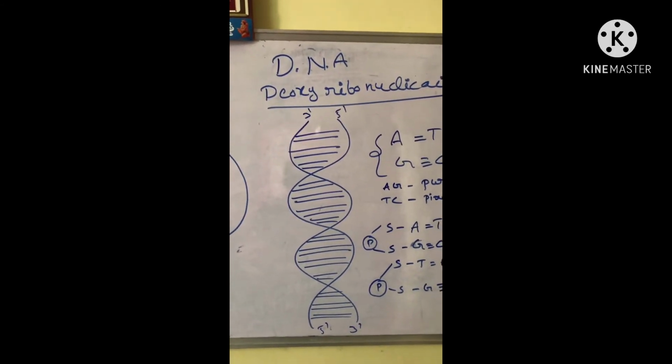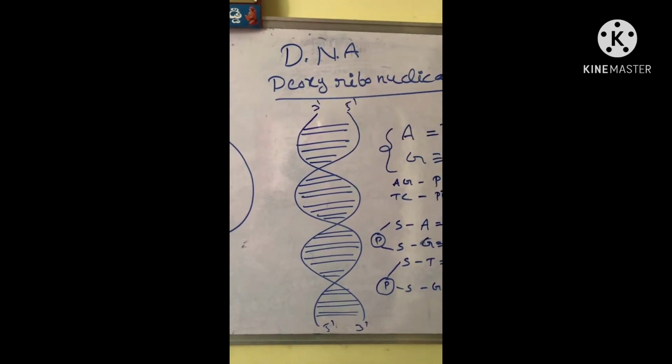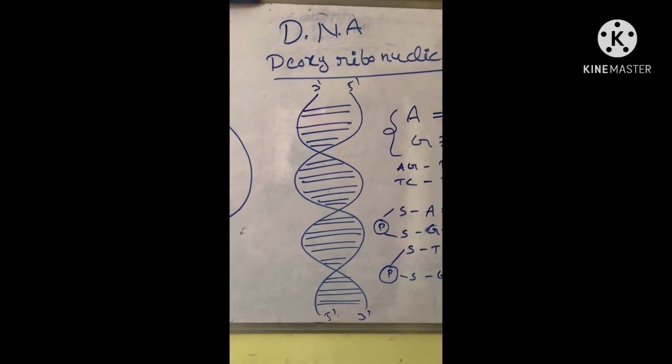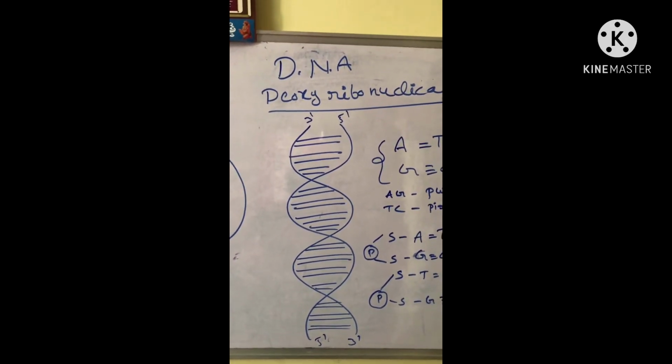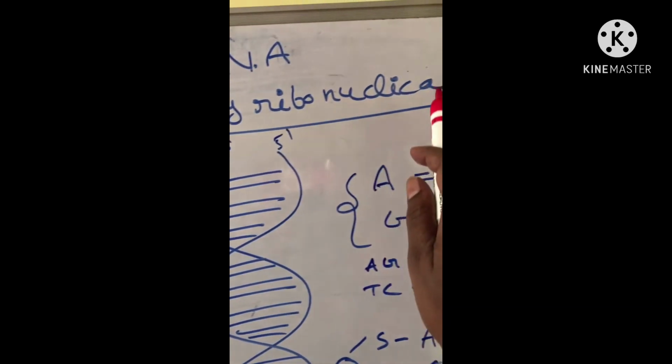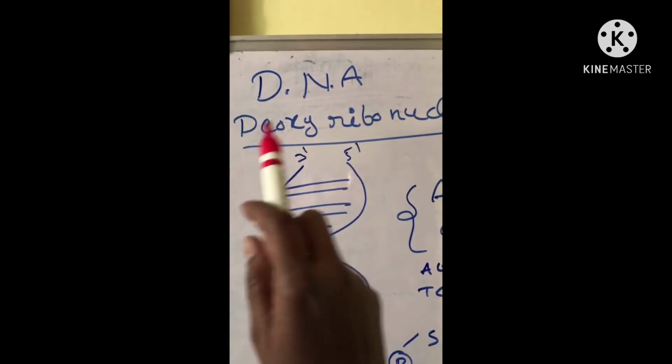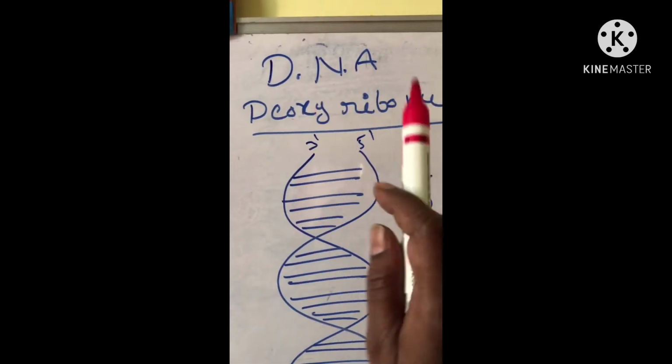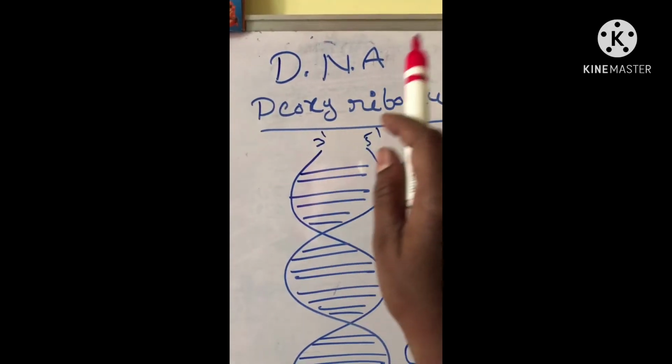What is DNA? What is the meaning of DNA? DNA means deoxyribonucleic acid. Deoxyribonucleic acid is nothing but called as DNA.